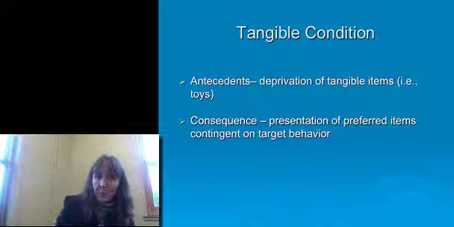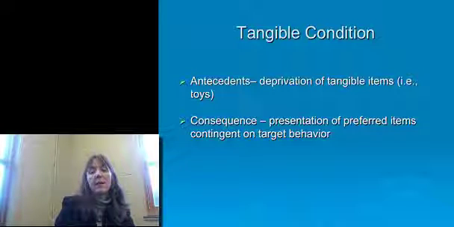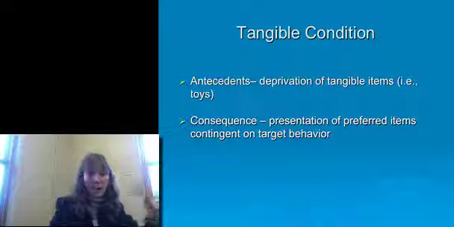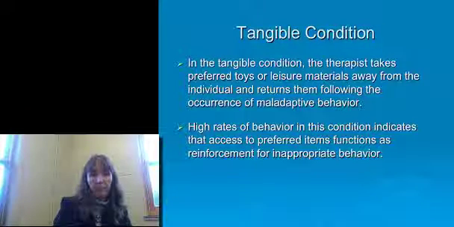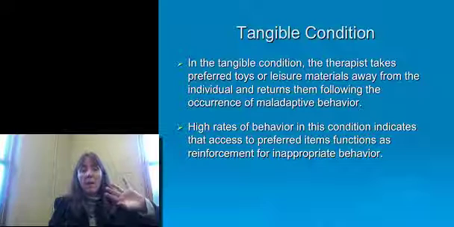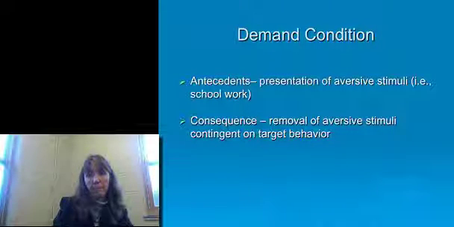In the tangible condition, same idea is going to come through in all of these. As a consequence, they're presented with preferred items contingent on the target behavior. So they engage in self-injury, we hand them the koosh ball or whatever it is, the items that they most want. So we take away those preferred toys or leisure materials from the individual and return them just following the occurrence of the maladaptive behavior. And that tells us that if in fact we get high rates in this condition, that access to preferred items might be maintaining inappropriate behavior.